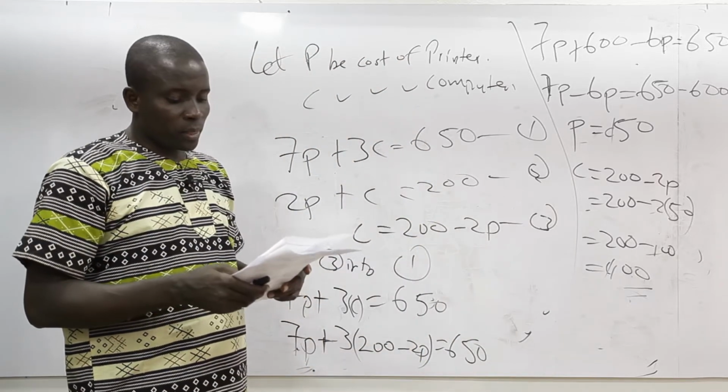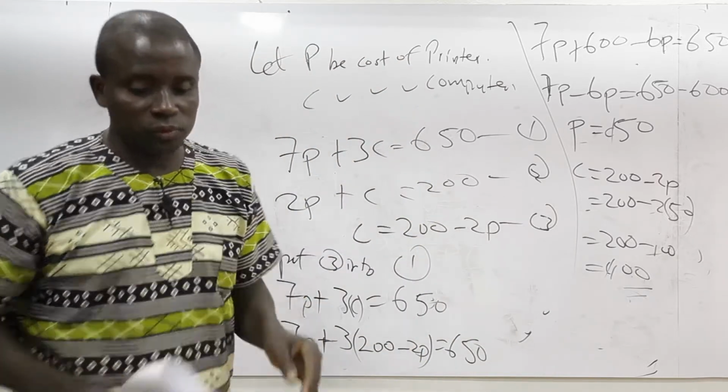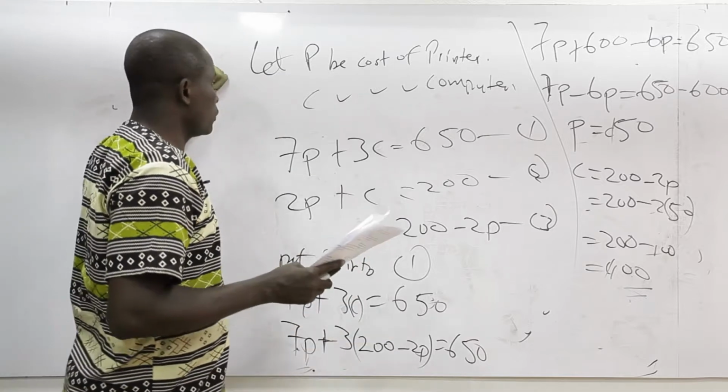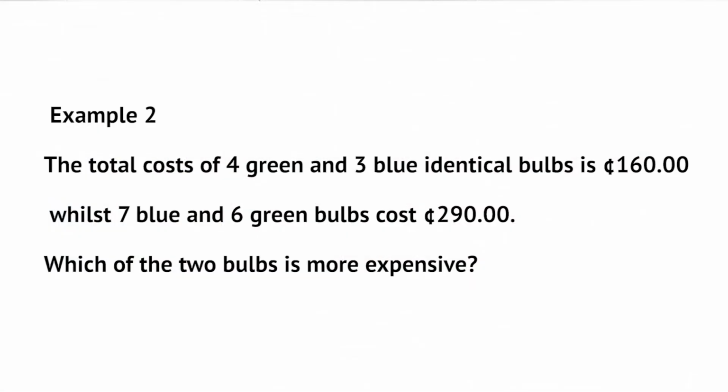I hope you can continue. Now, I'm cleaning so that I move on to example number 2, which is still in your sheet. So just look at the way they are going. Now, it says that the cost of 4 green and 3 blue identical balls is 160 cedis, whilst 7 blue and 6 green balls are 290. Which of the 2 balls is more expensive?